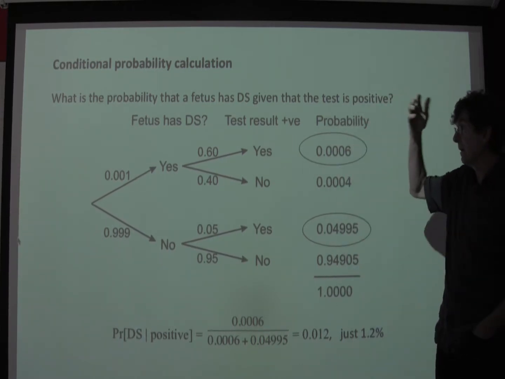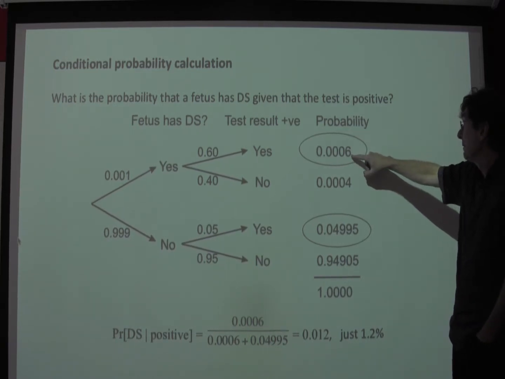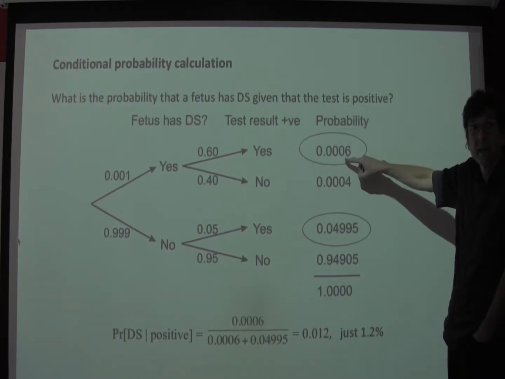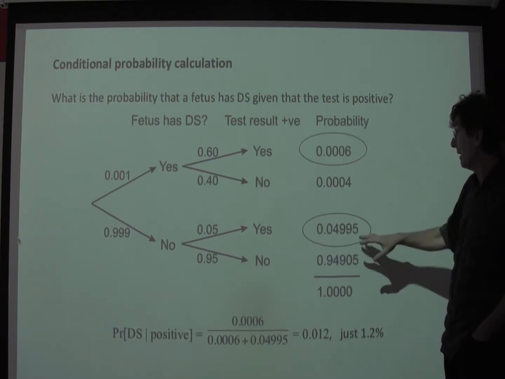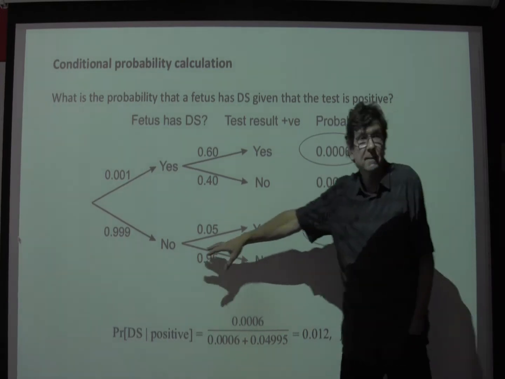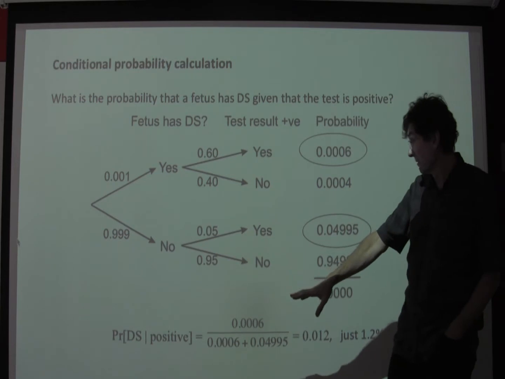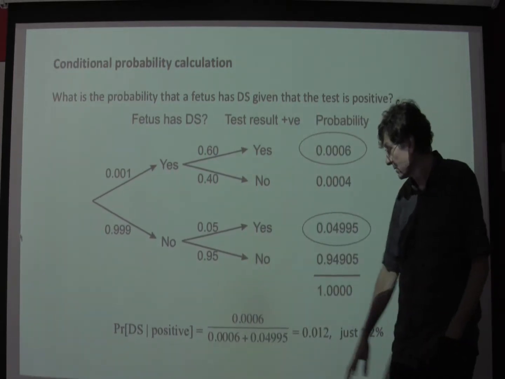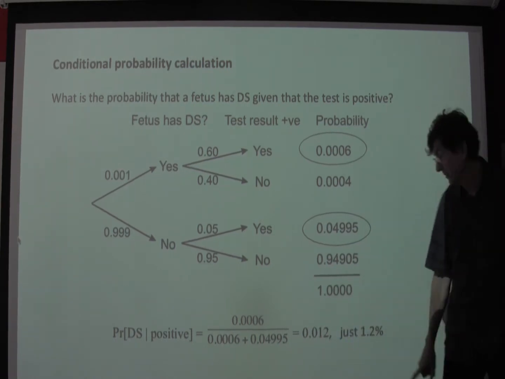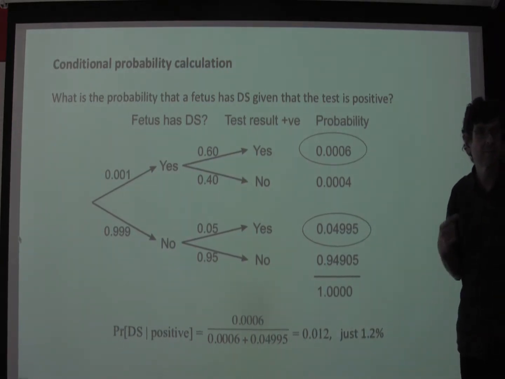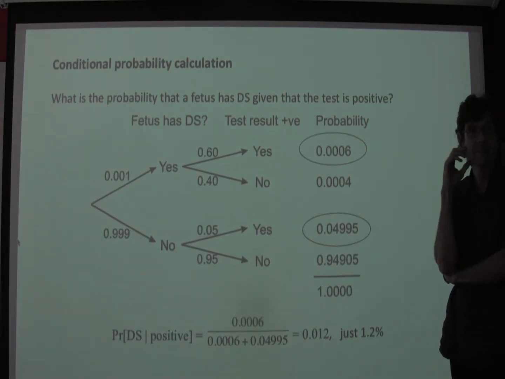So if we had 10,000 infants, 6 of them would both test positive and have Down syndrome, whereas 4,995 will test positive but not have Down syndrome. And so the probability of Down syndrome given the test result is positive is 0.006 over the sum of those two things, which is 0.012. In other words, 1.2%, which is counterintuitive.